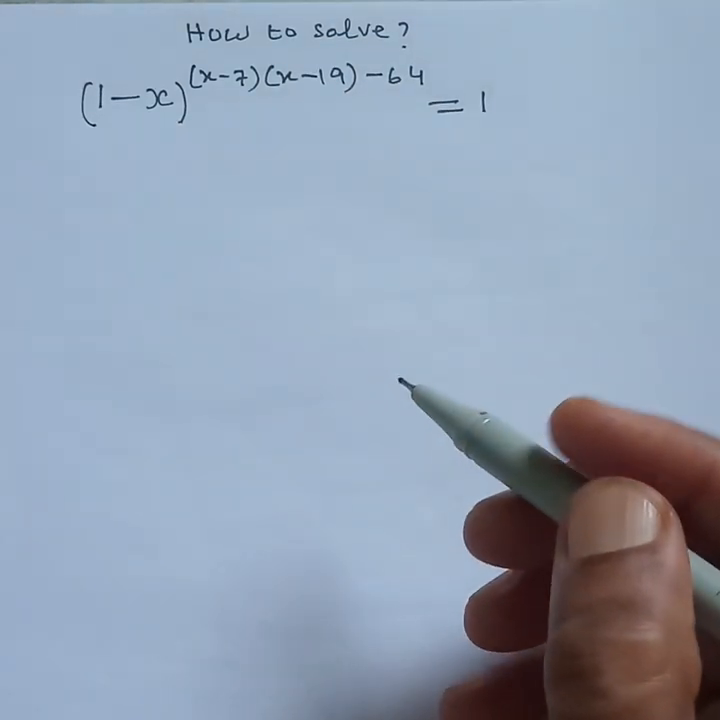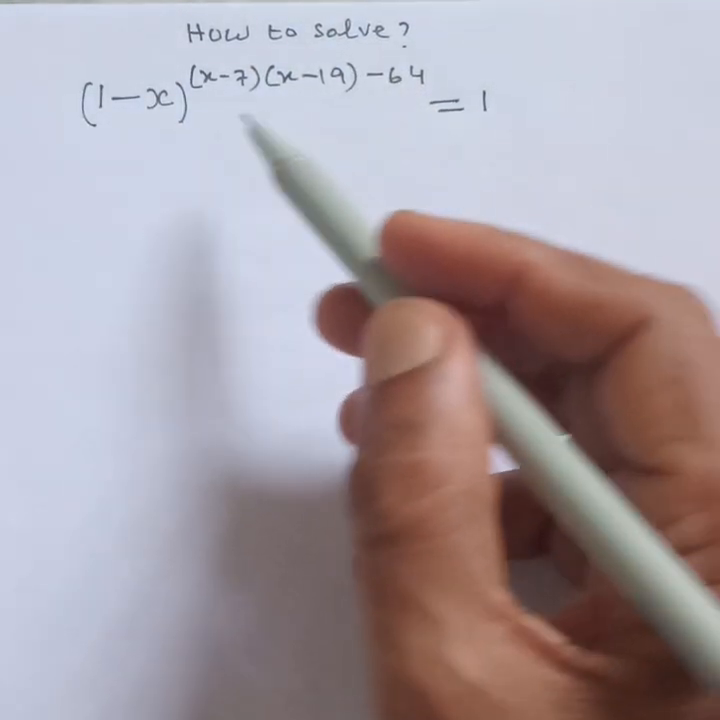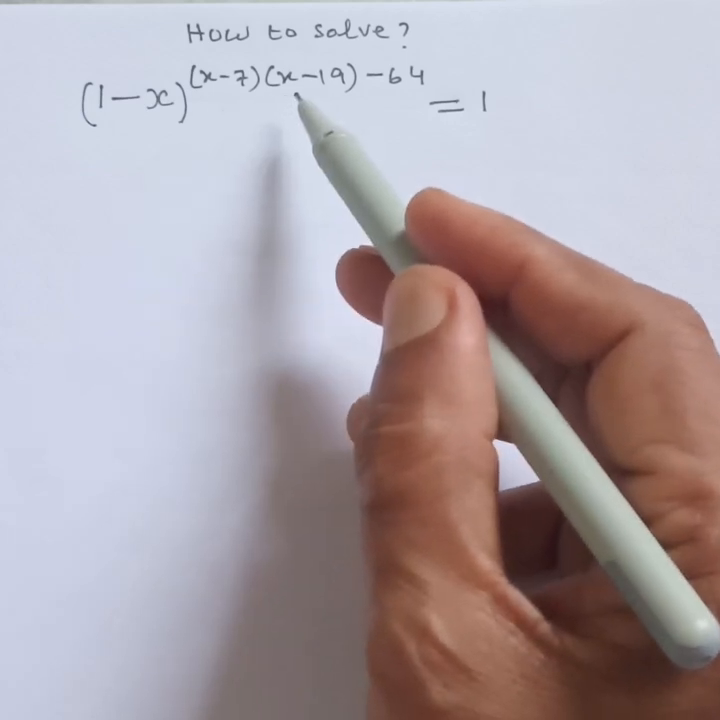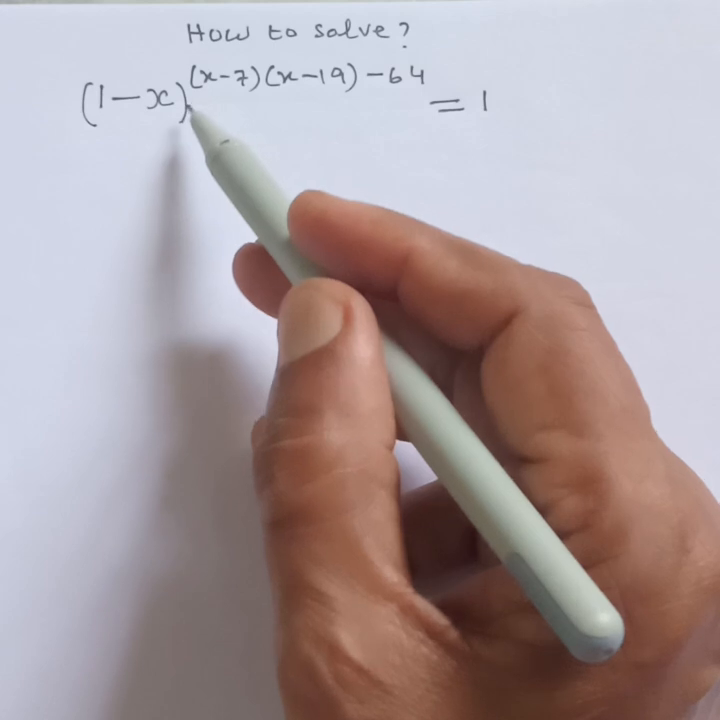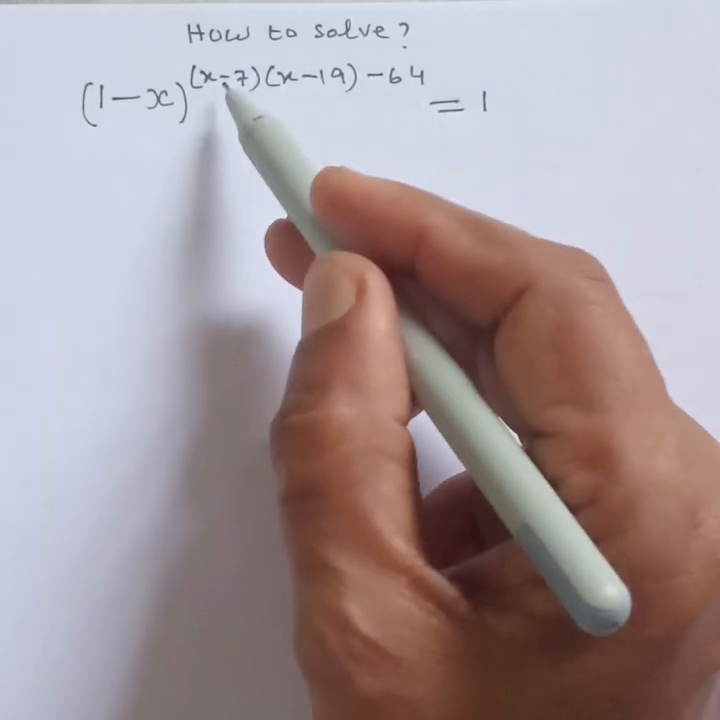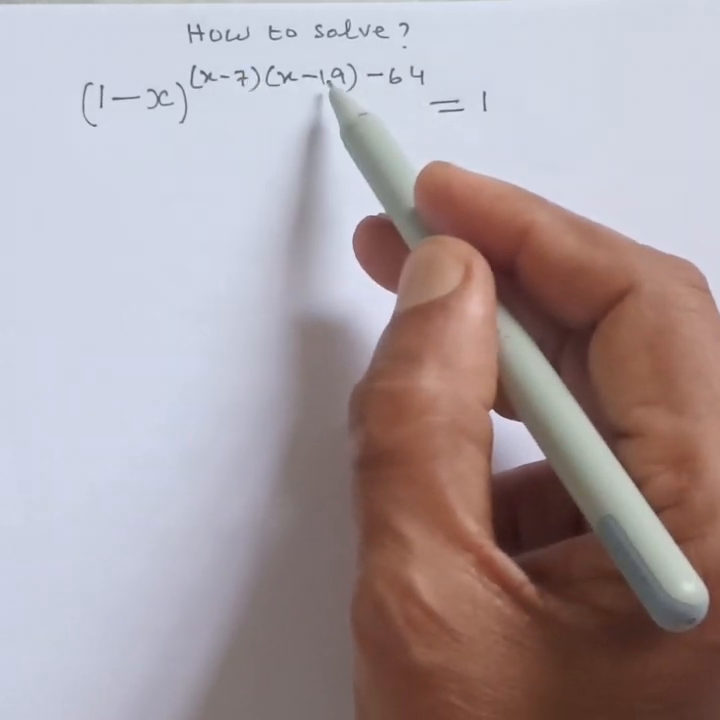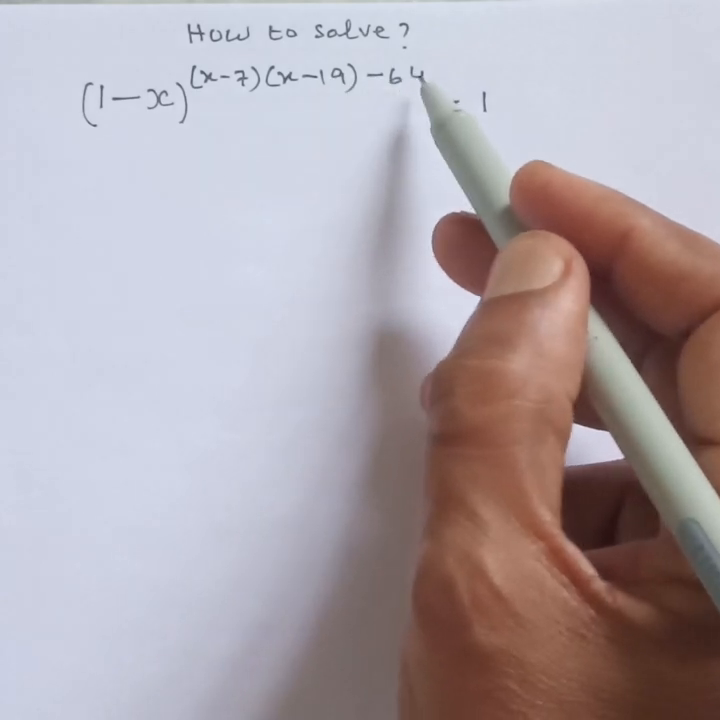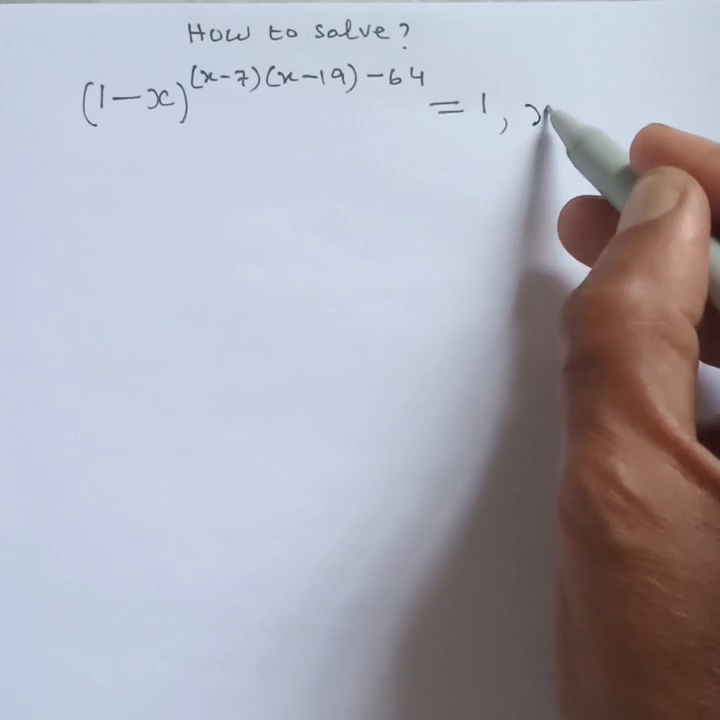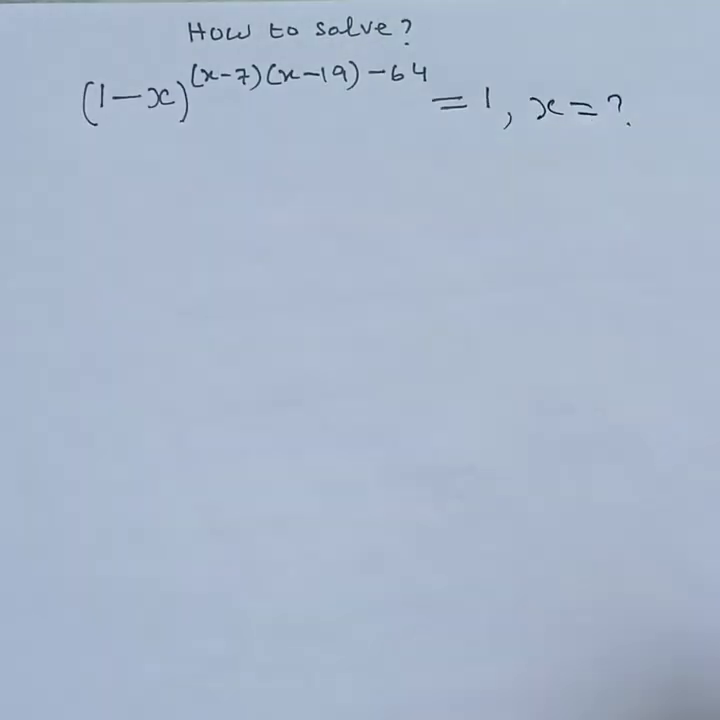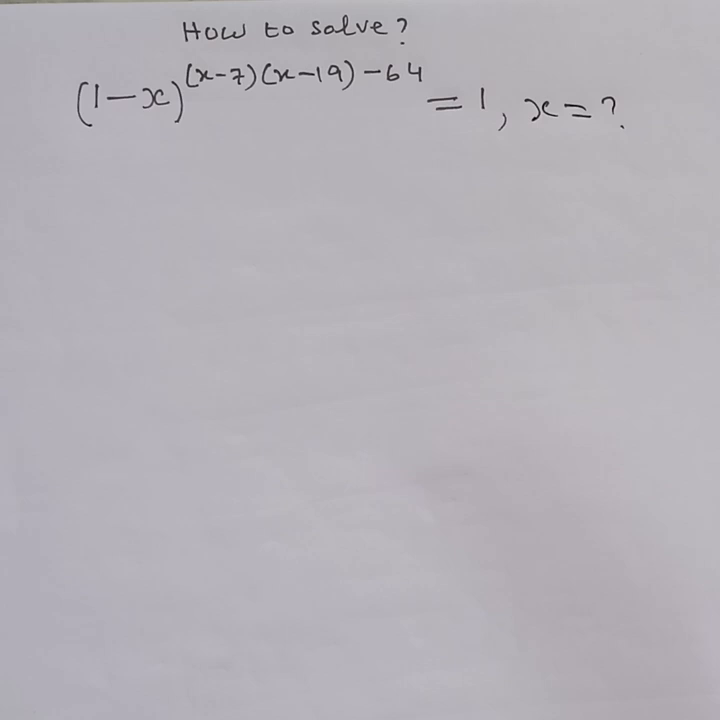Hello everyone. How to solve this tricky Olympiad mathematics? (1 minus x) to the power (x minus 7)(x minus 19) minus 64 is equal to 1. Then find the value of x. Now solution.